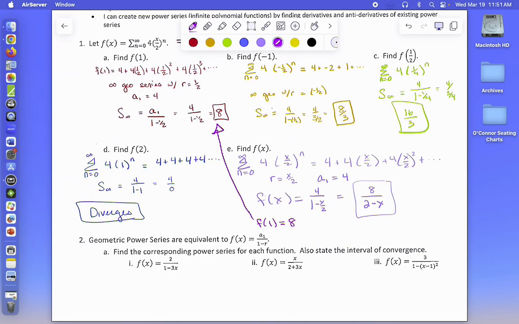Do you believe me for all of it? Even for f of 2. F of 2 is undefined. Diverges. This is the null set. Undefined. F of 1/2 I can figure out. F of 1/2, 8 over 2 minus 1/2, that also equals 16 over 3. I can verify that this matches every single one from up above.